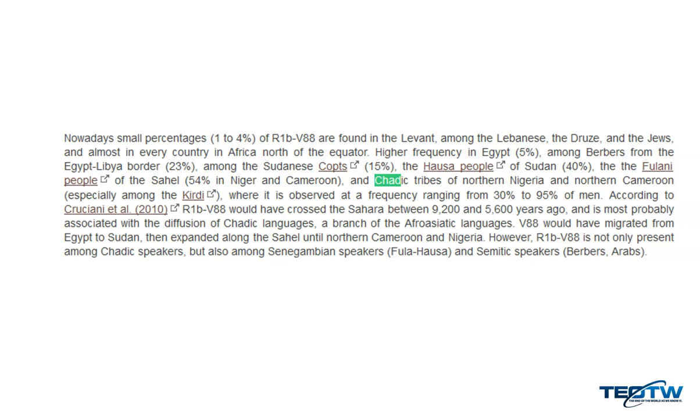right? So among the Berbers from the Egypt and Libya borders, among the Sudanese, the Copts, the Hausa of Sudan, the Fulani, these are Hebrews. Fulani are Hebrew. Hausa are Hebrew. Sudanese, okay, of the Sahel, 54% in Niger and Cameroon. That's a large percentage there, right? And like I said, Cameroon shows up in almost every Hebrew DNA test. And the Chadic tribe of northern Nigeria, right? So Nigeria shows up in almost every Hebrew Israelite DNA test. Northern Cameroon, especially the Kirdi, where it is observed at a frequency range of 30% to 95% of men.